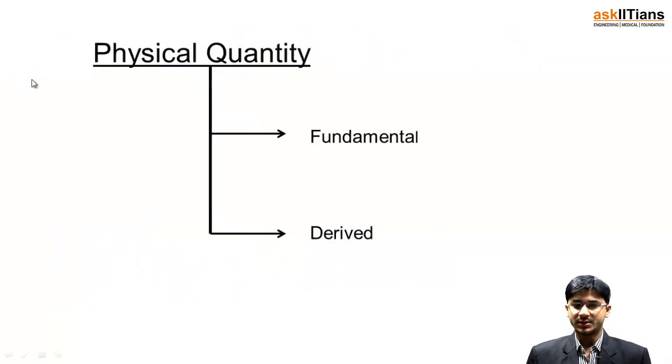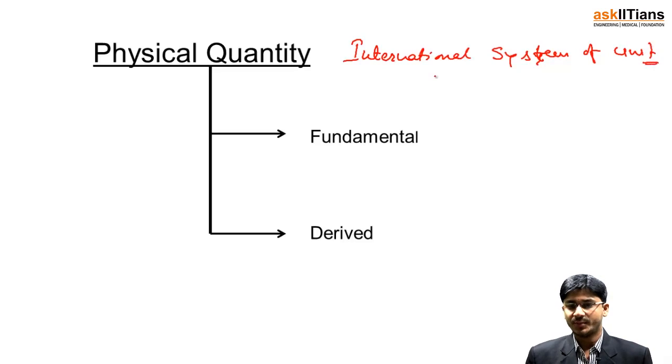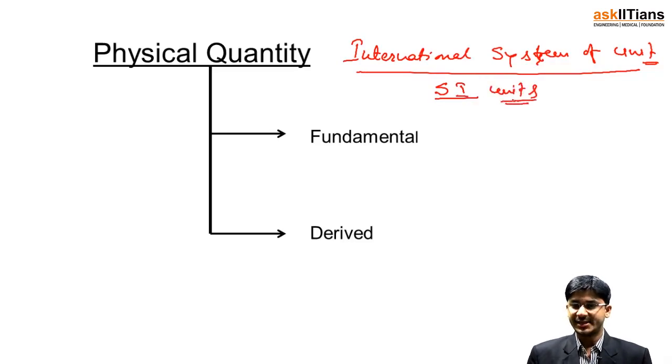Now what type of physical quantities are there which have been quantified? There are actually two kinds of physical quantities that have been quantified by the International System of Units, what we now call, which you must have seen in your junior classes, SI units. These SI units are the units that have been assigned by this body.